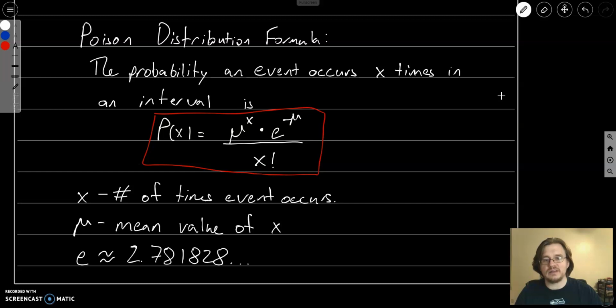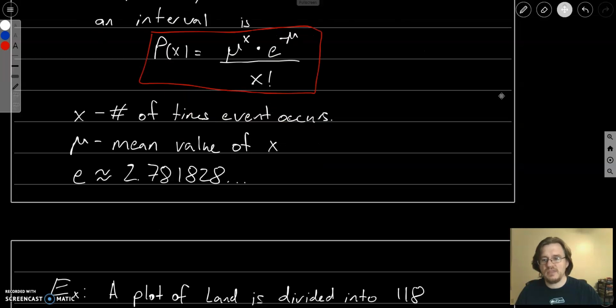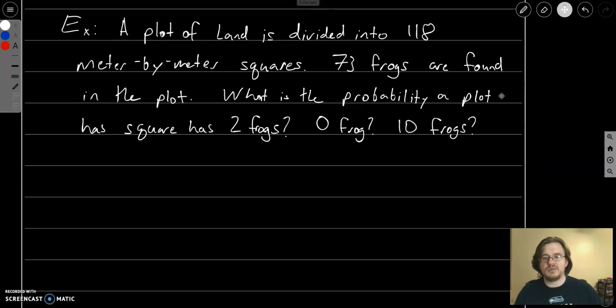X is what we're calculating the probability of, and we have to have some information about how often this event occurs. So we need to know mu, which is the mean, in order to calculate, well, is X likely, or is X too big, or is X too small? Well, we can compare it to the mean. So let's go through an example where we plug this in. We've got a plot of land, and it's divided into 118 meter by meter squares. So we just section it off, and we go through and we count how many frogs we can find. And we count 73 frogs.